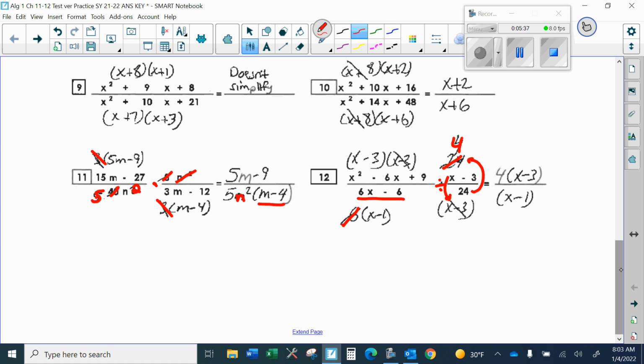Here I have x minus 3 and x minus 3. And here I have 1 x minus 3 down here, so they cancel. Okay, so then I just multiply across, and that's what I get. All right, backside.